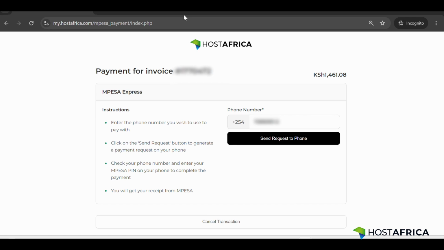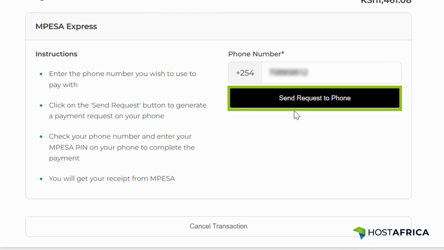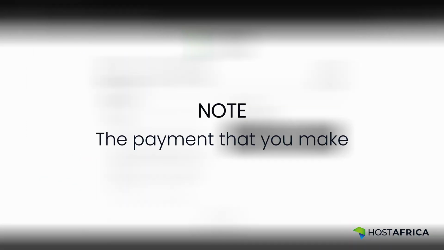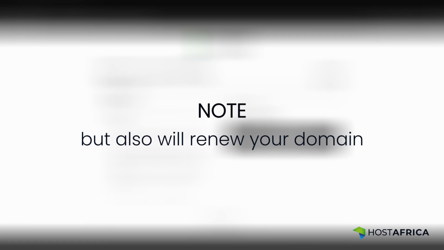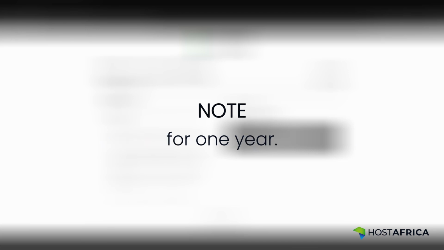After logging in or creating an account, you'll be able to make payment. For M-Pesa, click Send Request to Phone and you will be prompted to make payment. Note that the payment that you make is not only a transfer fee, but also will renew your domain for 1 year. Transferring a .ke domain does not require a confirmation email for you to approve the transfer, but if you are transferring extensions like .com, you will need to open the confirmation email and approve the transfer request from your registrar. This transfer may take several days to complete, depending on your domain extension.